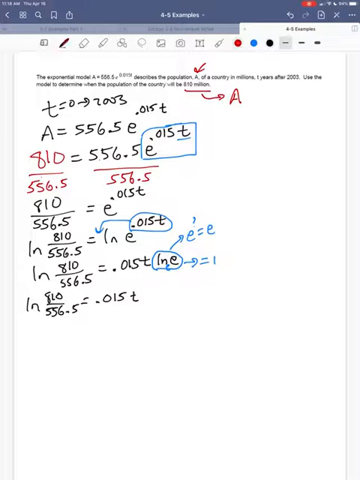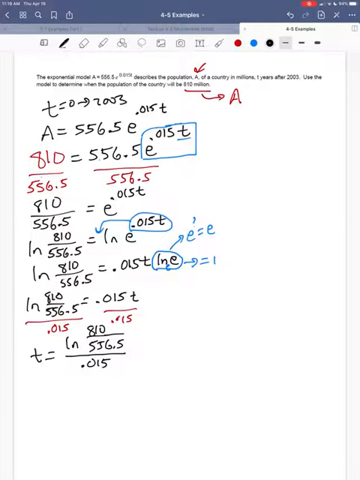And now to get t by itself, I'm just going to divide by 0.015. Be careful, the whole natural log is getting divided. So what I'm going to get then, my t value, is going to be natural log of 810 over 556.5 all over 0.015. Now that's the exact answer for this problem.